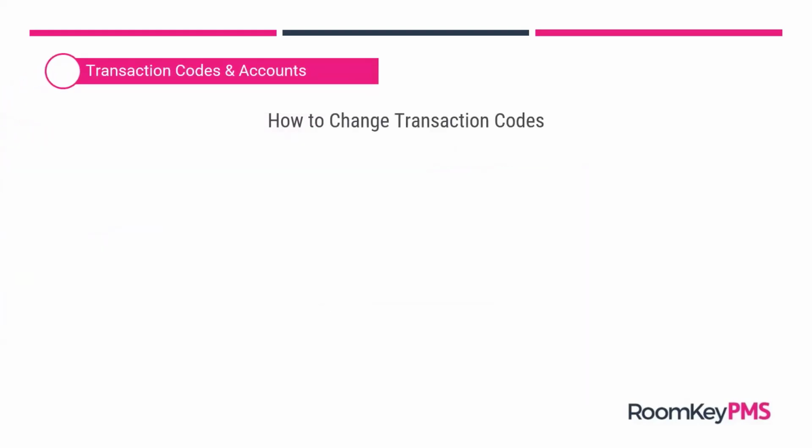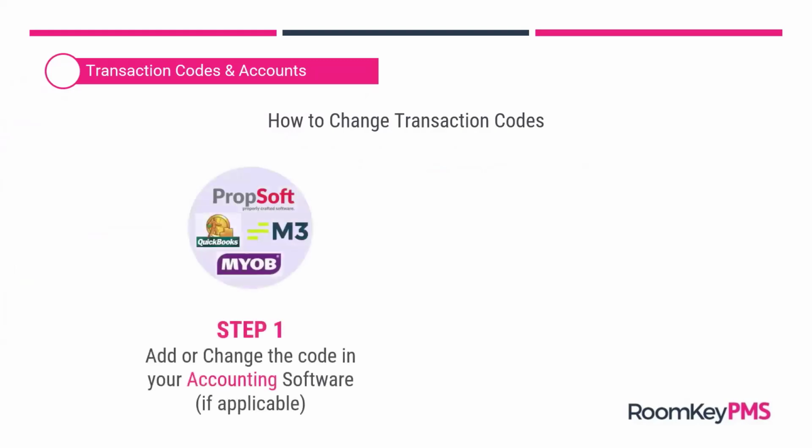Now let's take a look at transaction codes and accounts, general ledger information. We're actually going to start with transaction codes and how to make these changes so that they correspond with changes to your accounting software. So step number one is to add or change a transaction code in your accounting software first.